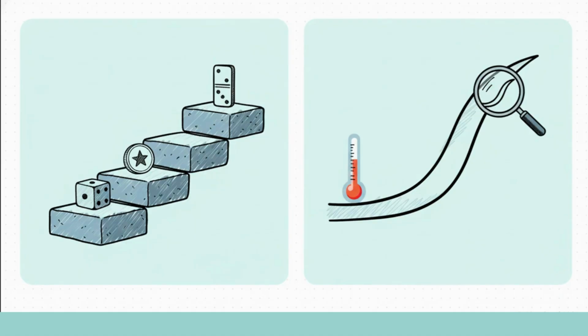That's it. But on the other side, you've got continuous random variables, and these can take any value within a range. Think height, weight, or temperature. You can't just list out every possible temperature, right? Because between 70 and 71 degrees, there are literally infinite possibilities.